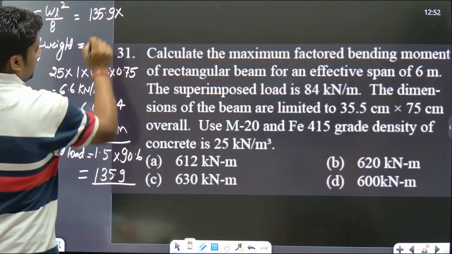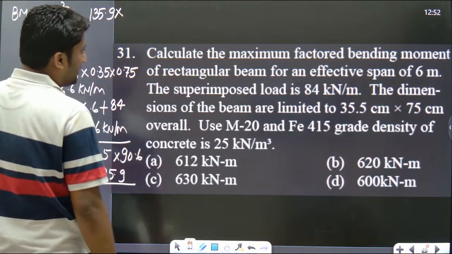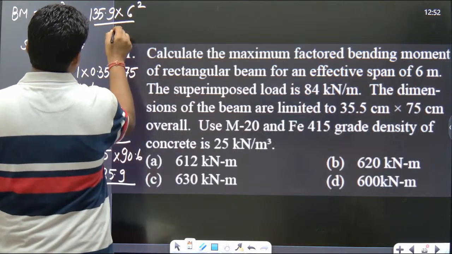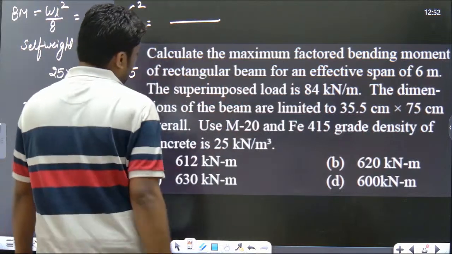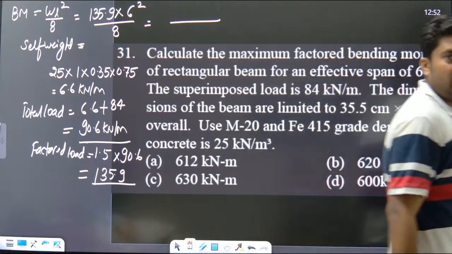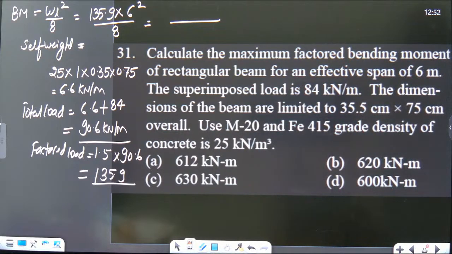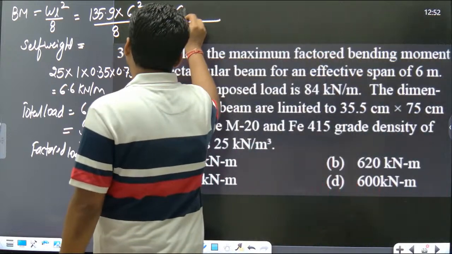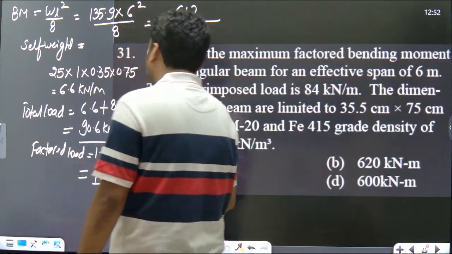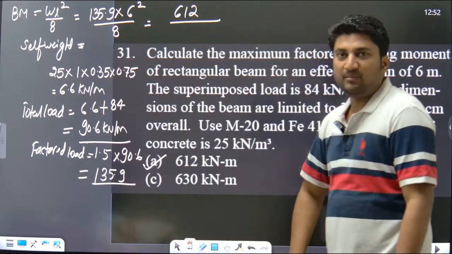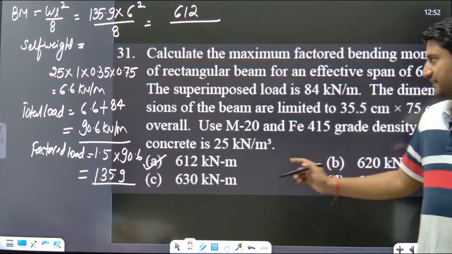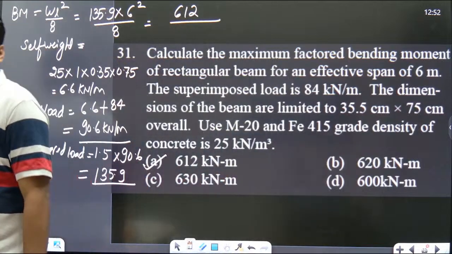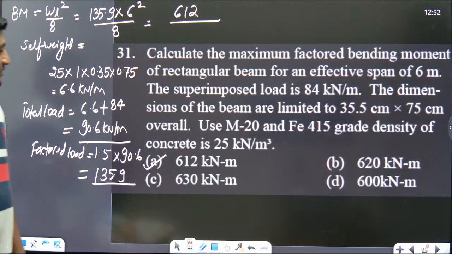What is the length? The length is given as 6 meter. So 6 meter square divided by 8, you will get the answer in kilonewton meter. You will get the value as 612. Option A is correct. This question also takes a lot of time, hence it is advisable to leave such a question for the last.